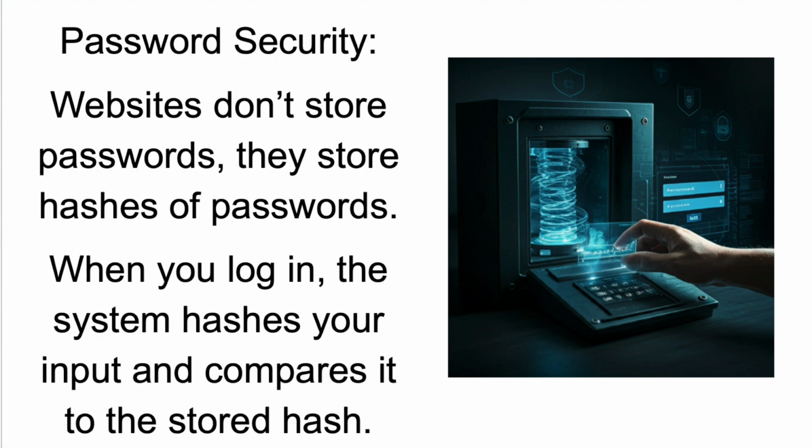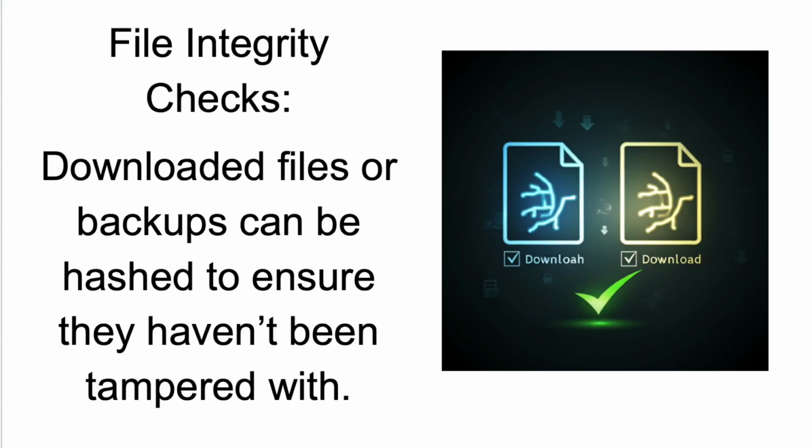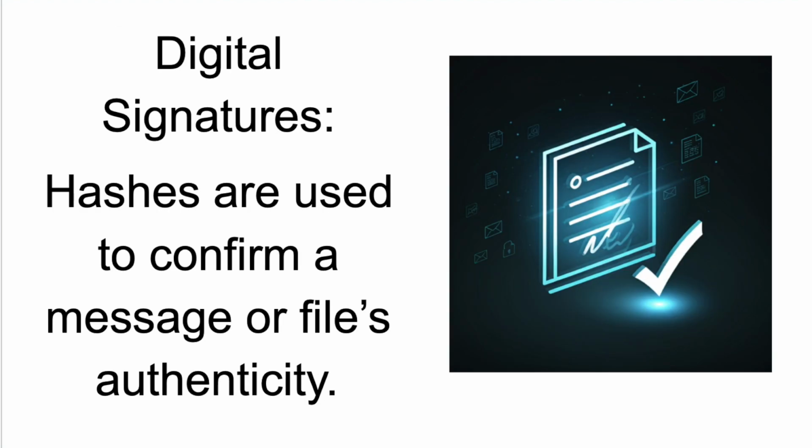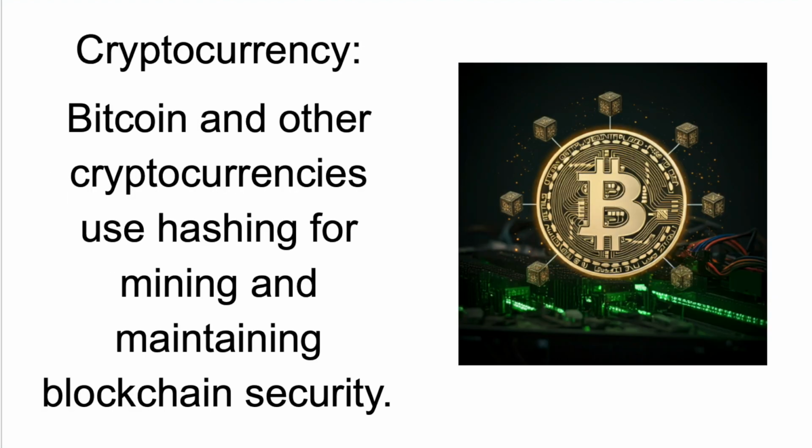Where hashing is used. Password security. Websites don't store passwords, they store hashes of passwords. When you log in, the system hashes your input and compares it to the stored hash. File integrity checks. Downloaded files or backups can be hashed to ensure they haven't been tampered with. Digital signatures. Hashes are used to confirm a message or file's authenticity. And cryptocurrency. Bitcoin and other cryptocurrencies use hashing for mining and maintaining blockchain security.